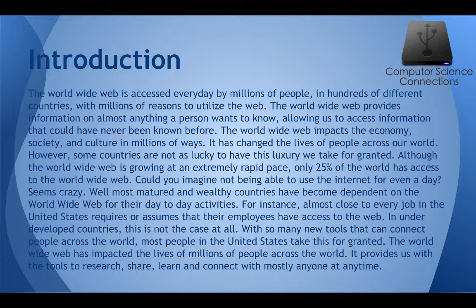With so many new tools that can connect people across the world, most people in the United States take this for granted. The World Wide Web has impacted the lives of millions of people across the world. It provides us with the tools to research, share, learn, and connect with mostly anyone at any time.